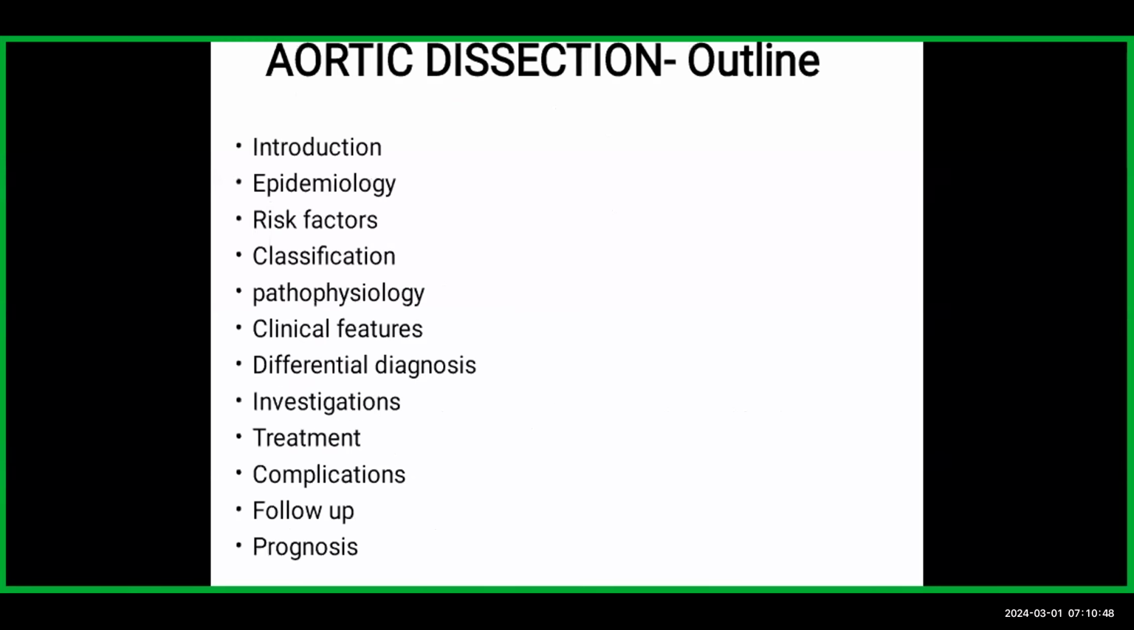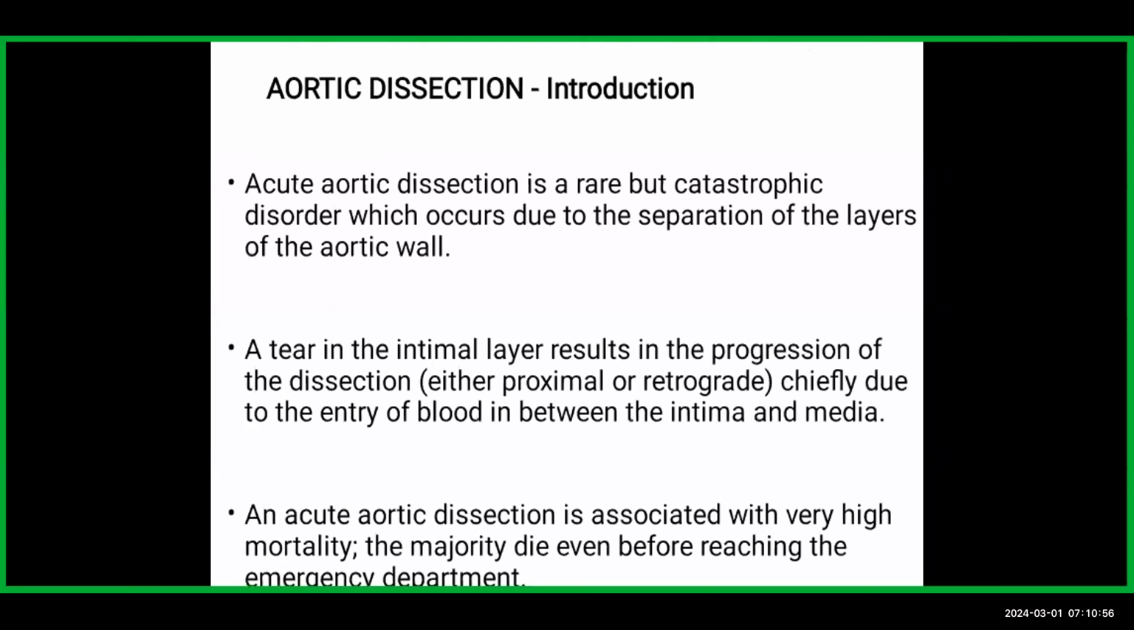I'll just quickly give a brief overview of aortic dissection, following this outline. Aortic dissection is a very severe, life-threatening disorder that can occur, though it's rare, and is said to arise following separation of the various layers of the aortic wall. There are 3 layers of the aortic wall: the adventitia, the intima, and the media. This condition is usually associated with very high mortality, and most of them even die before getting to accident and emergency.